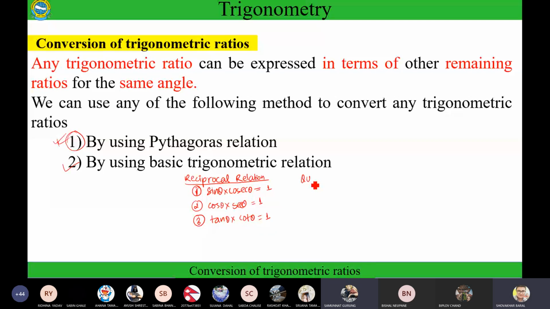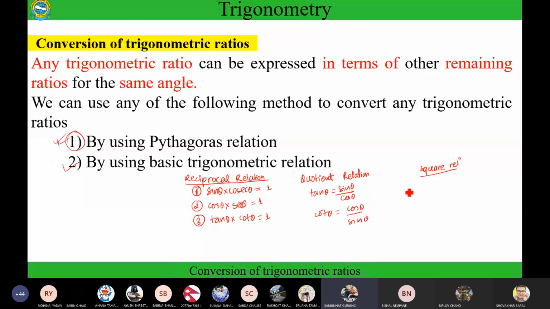Okay, tell me the quotient relation also. tan theta is equal to sin theta by cos theta. cot theta is equal to cos theta by sin theta. And tell me the square relation.